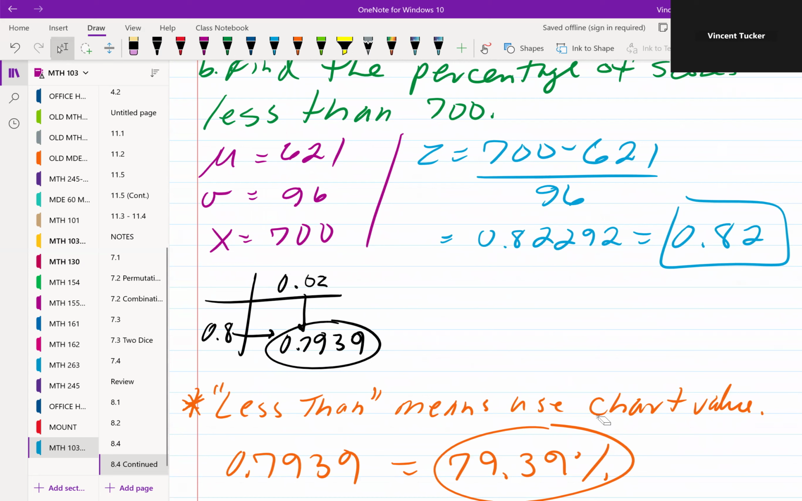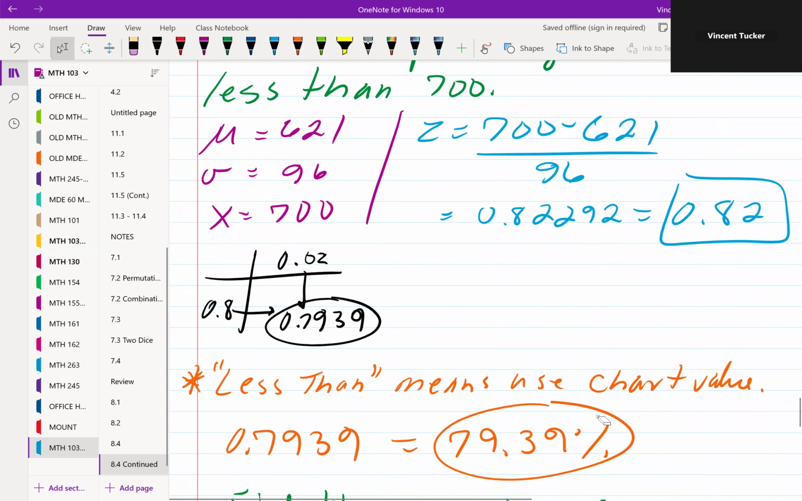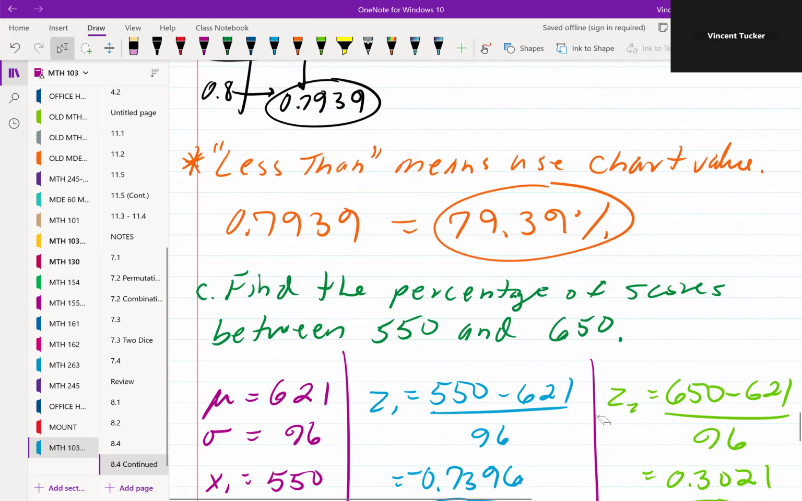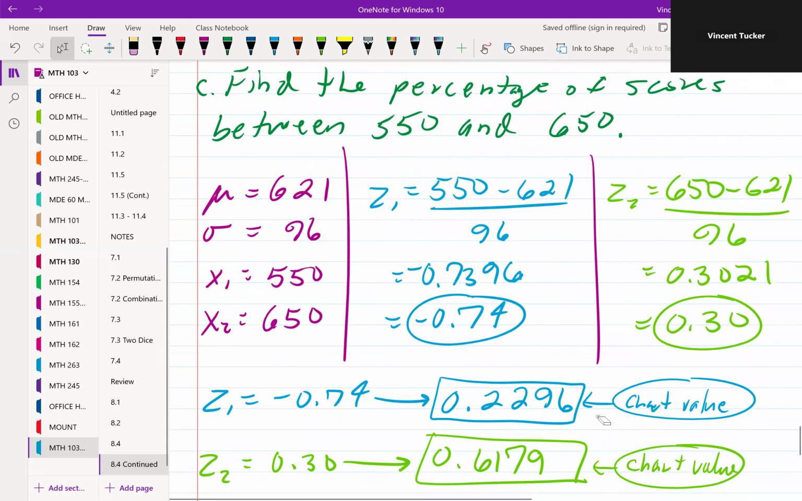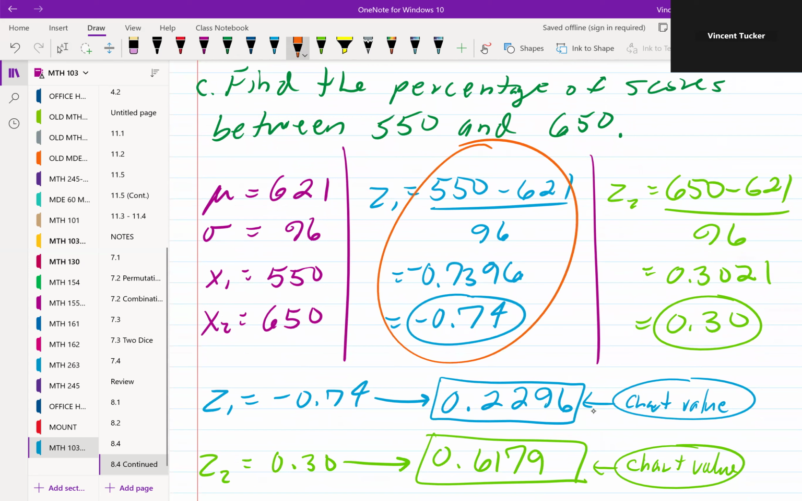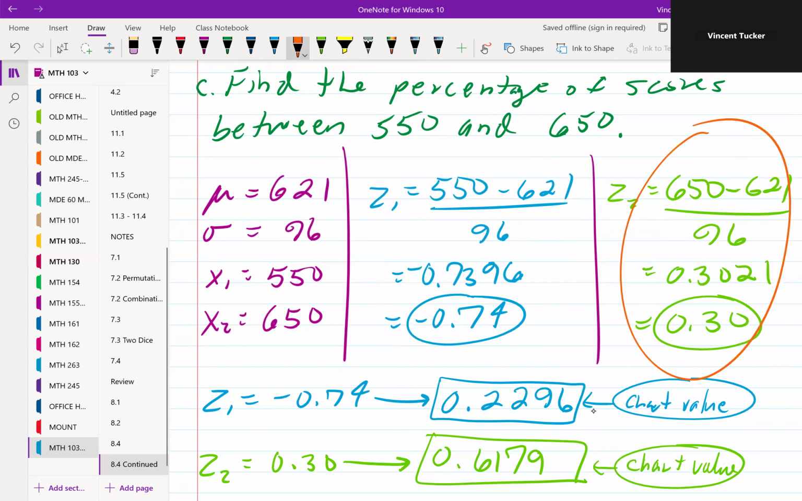All right, last one. Find the percentage of scores between 550 and 650. Mean and standard deviation are the same, 621 and 96, but this time we have two data values. Our first data value is 550, our second is 650. So once again, we convert those data values to Z-scores separately. We have 550 minus 621 divided by 96, and that's negative 0.74. Then we have 650 minus 621 divided by 96, which is 0.30.